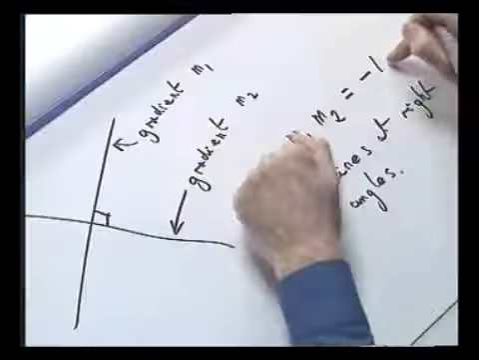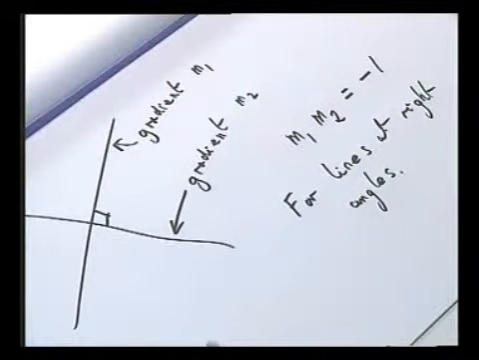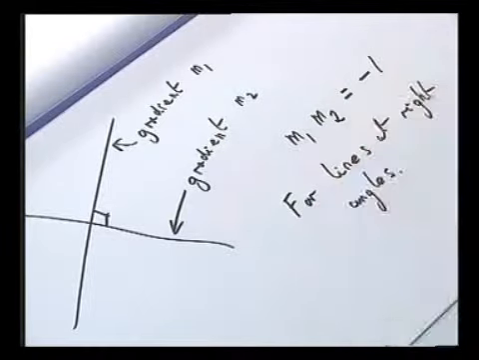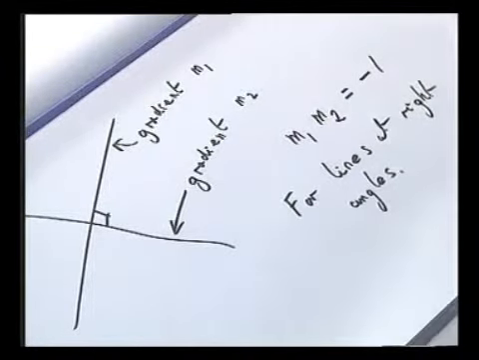And so since tangent and normal are at right angles, we can use this relationship. We can calculate the gradient of the tangent and use this to find the gradient of the normal. Now let's have a look at that in practice.